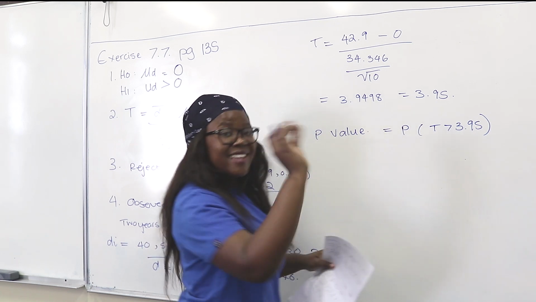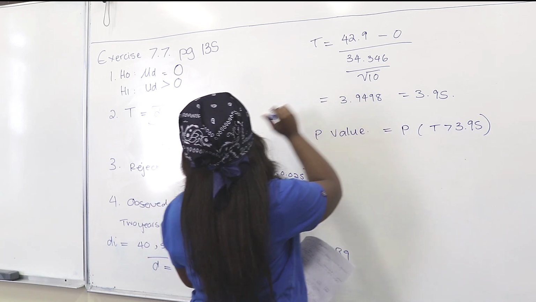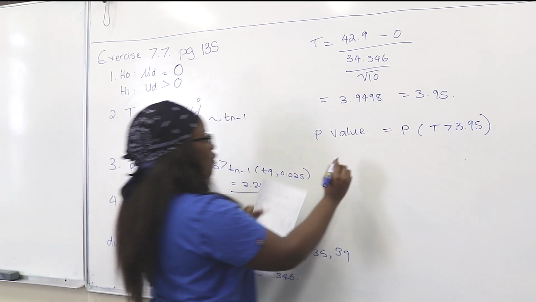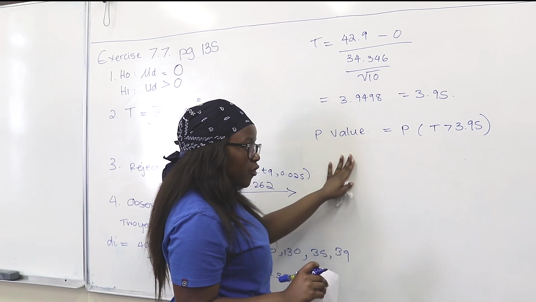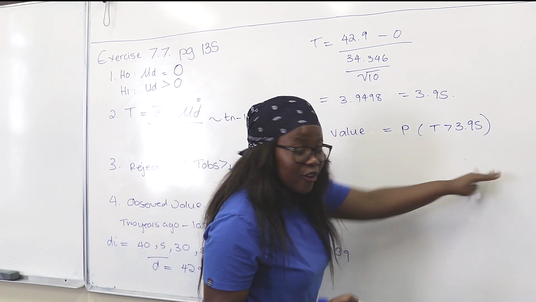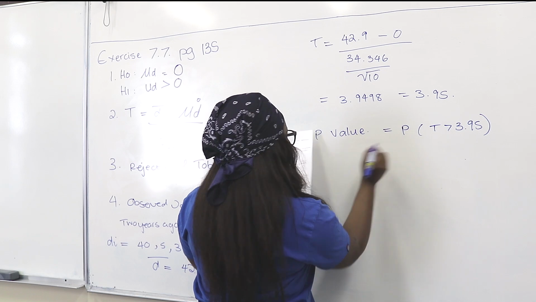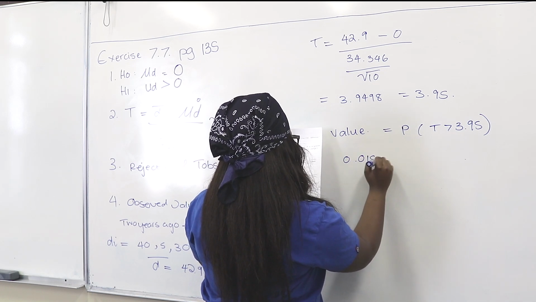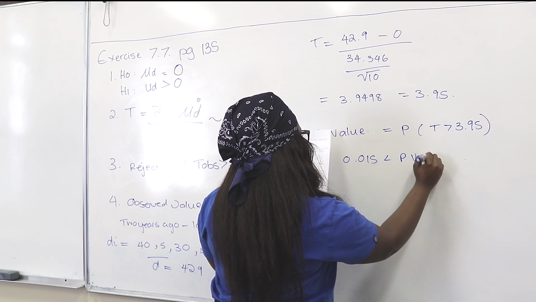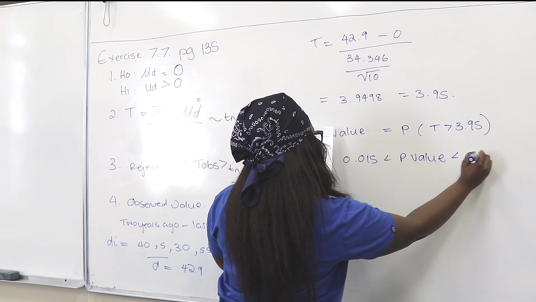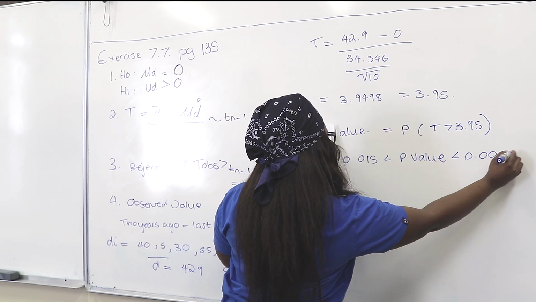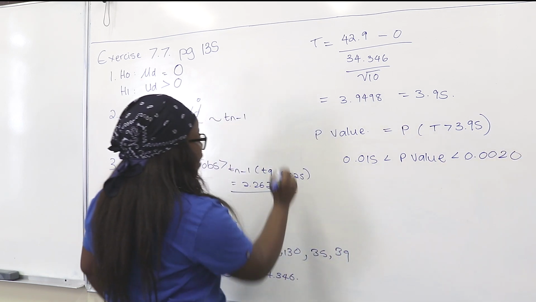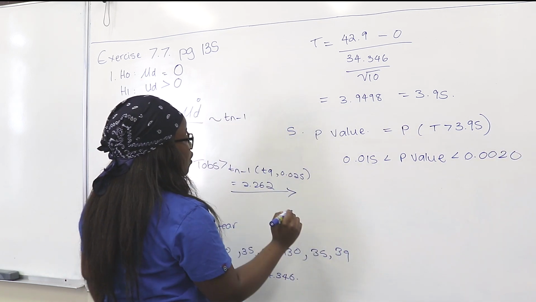And so then on your extended t-table at t9, you'll find that, remember, your smaller probability is on your left and your bigger probability on your right. You will find that your p-value is in between 0.015, so then p-value less than 0.0020. And so then that was your step number 5, getting your p-value.